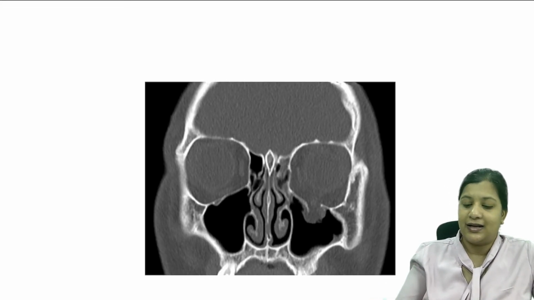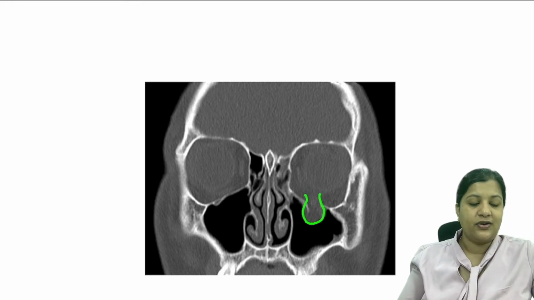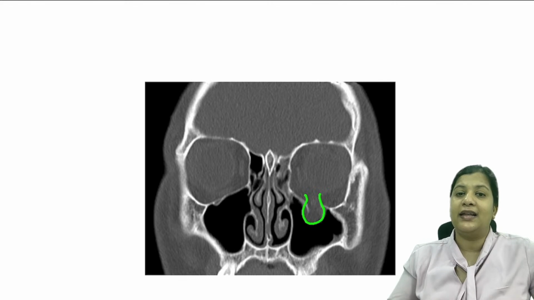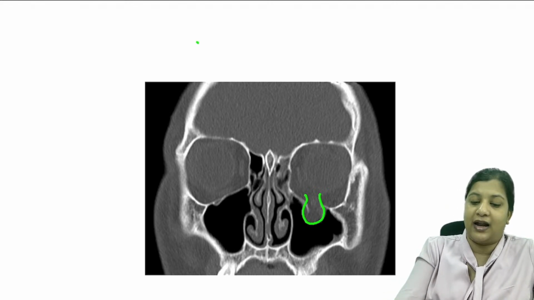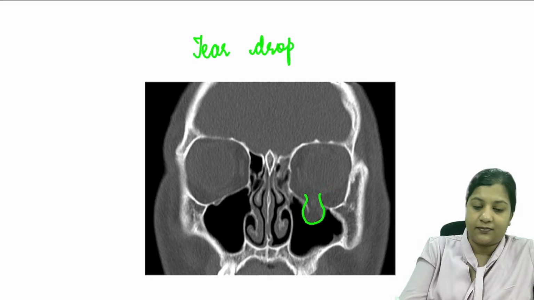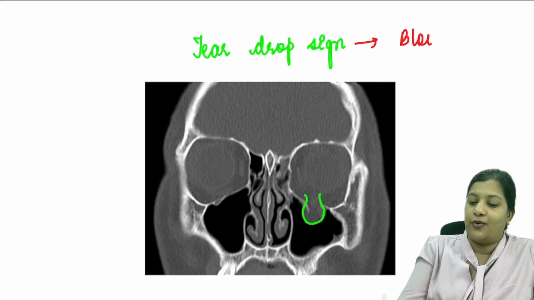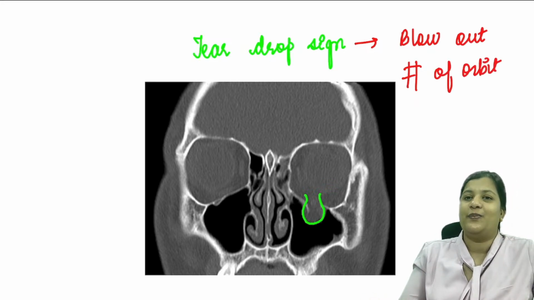Now look at this and tell me what is this sign? Where do you get this? Quick. Since you guys want to do it faster, let's do it faster. Can you tell me what this is, where you see that there is herniation of the orbital contents into the maxillary antrum? We call this sign the teardrop sign. Yes, very good. And where do you get this teardrop sign? This teardrop sign is seen in blowout fractures. So whenever you have a blowout fracture of the orbit, you're going to get this teardrop sign.